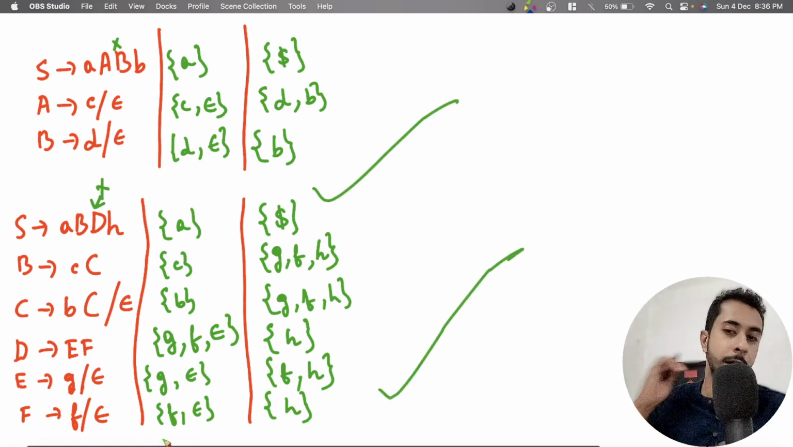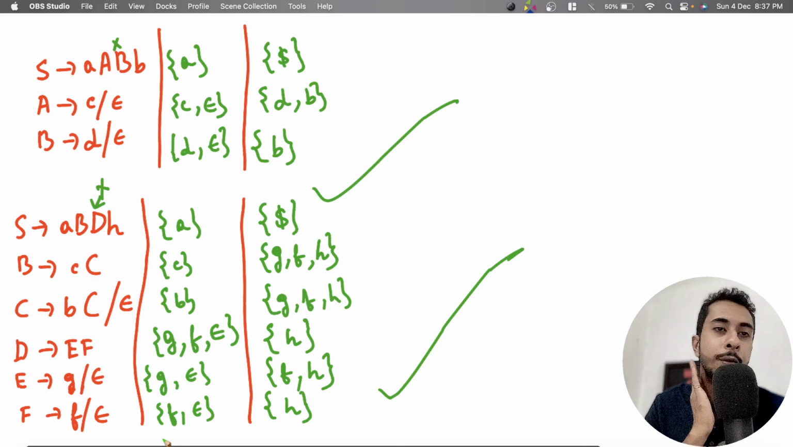So I think you have got an idea what first and follow mean. Next, we'll see the parsers, how they work and how we can use these two functions.